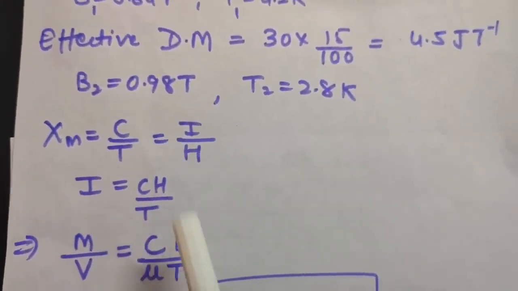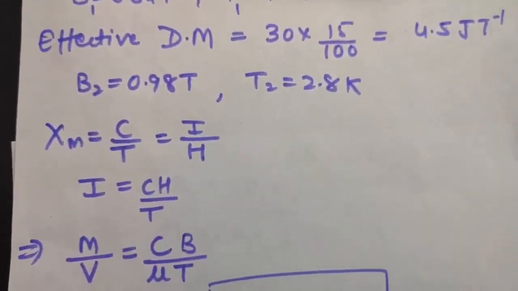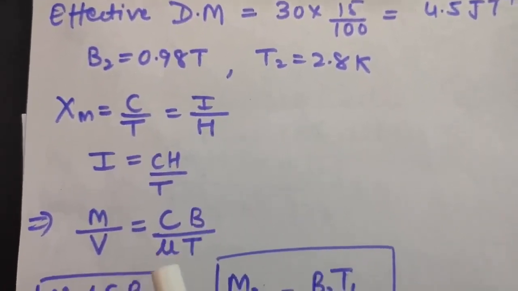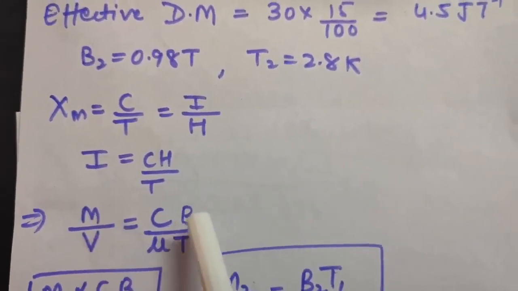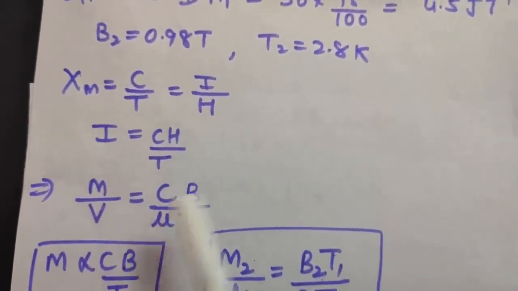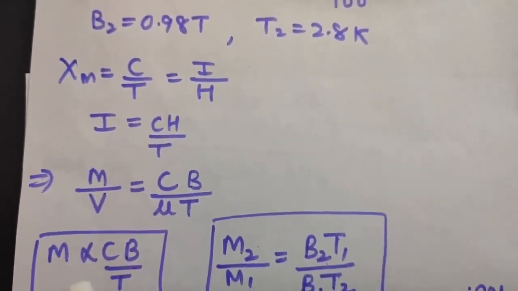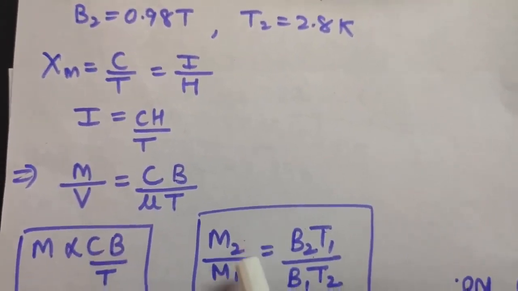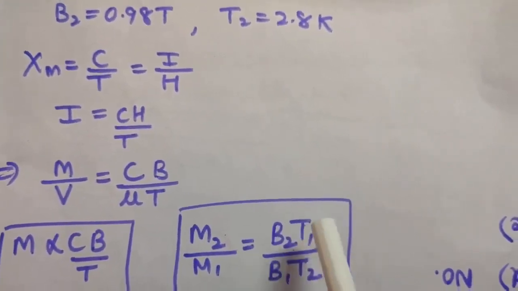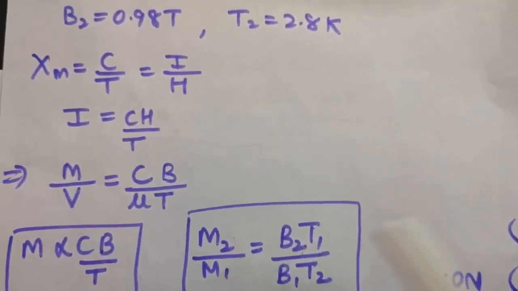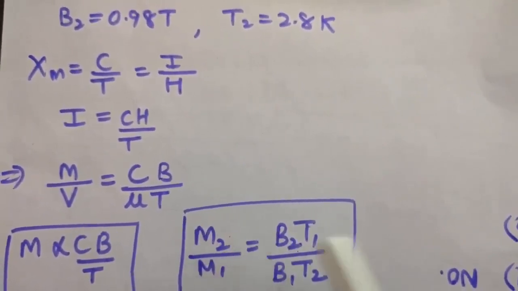C and T as it is, and as we have studied, B is equal to mu H. So H will come to be B by mu. Now V is constant, mu is constant, so we can say M is directly proportional to CB by T, and C is also a constant. So we can say M is directly proportional to B by T. Now if you use 1 and 2 terms, then you will get M2 upon M1 equal to B2 upon T1 upon B1 upon T2. Now you know all these values and you know M1 as well, as they are given in the question. So just put all these values and calculate the value of M2. You will get your answer.